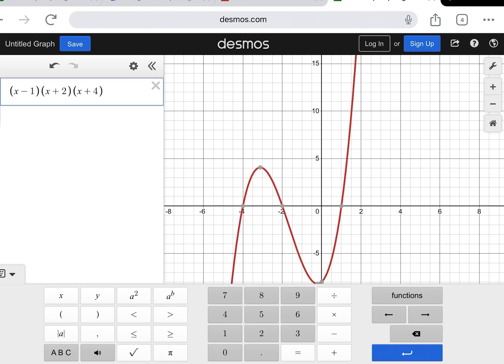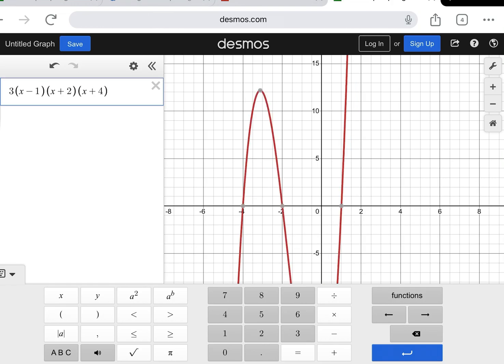Well, what if I put a number out in front, like 3? Our x-intercepts didn't change at all. Just our min and maxes did change. Actually, all the other points really changed too. Stretched it. It was a vertical stretch. So we do see sometimes those numbers out in front do affect it.